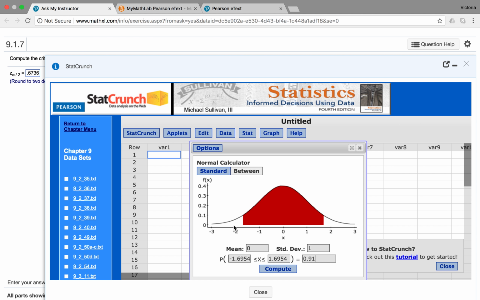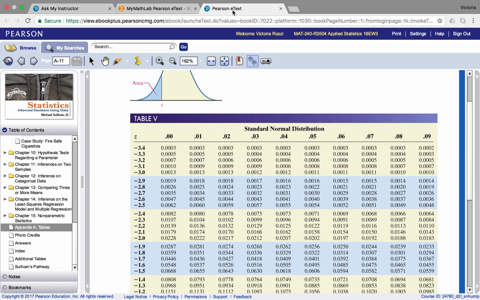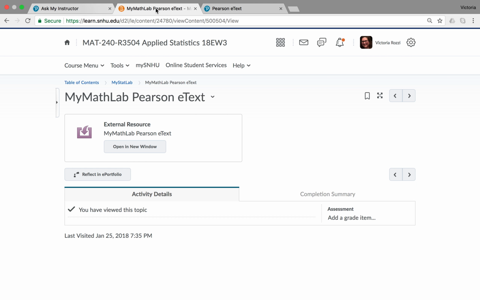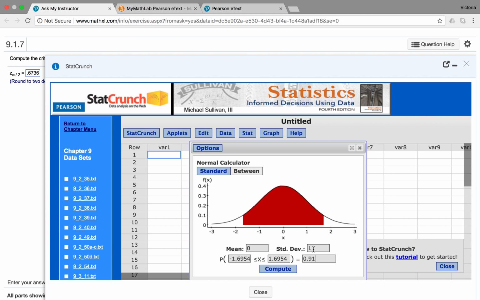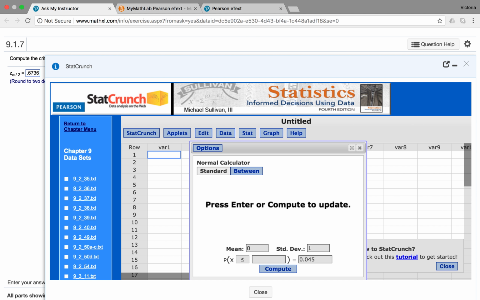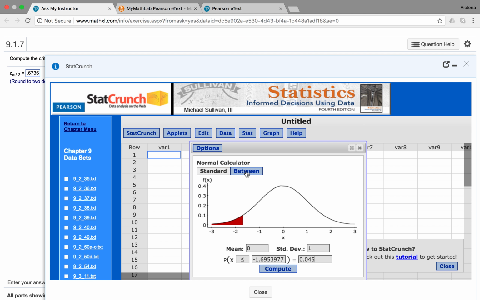4.5% is 0.045. So if I were doing this with the table, I'd be looking for 0.045 somewhere in here. So I see the 0.04s. I just need to then scan for 0.045, which can be, again, annoying or difficult. But I found it here, right? Negative 1.6, and then I got the 9. Or again, I can use it here. If I do the standard, I'd be doing 0.045 here and get my value. Or I can do between and actually plug in the 0.91.